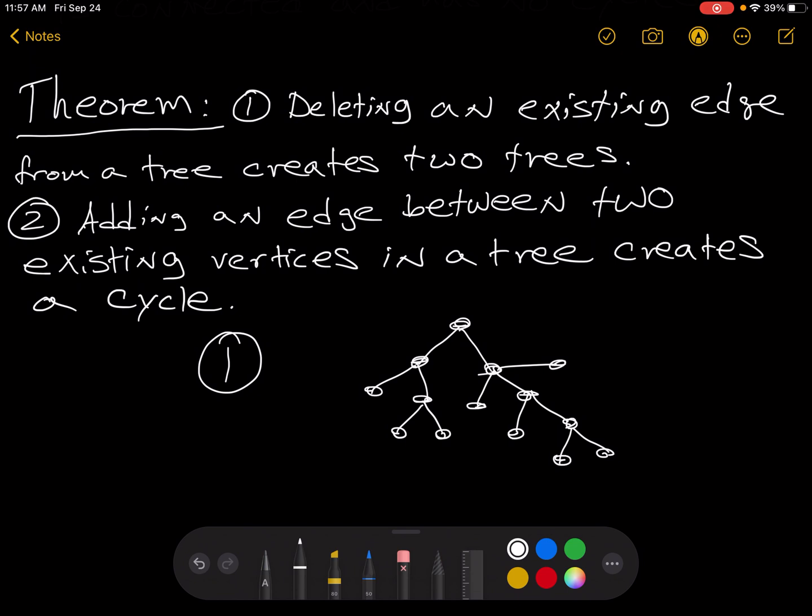Okay, so this is a tree, right? It's connected, meaning that between any two vertices there is a path. And also there are no cycles, meaning that there's nothing like this, where you go around and then come back. There's no way to go in a roughly circular pattern from one vertex back to itself. So it's a tree.